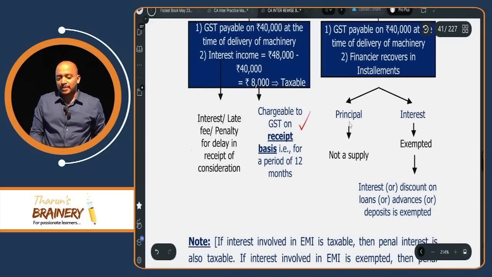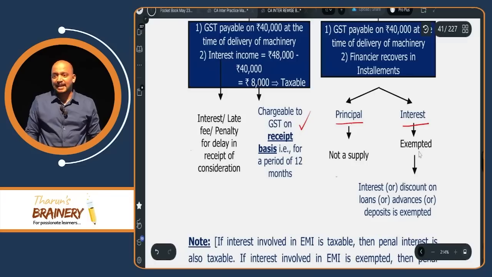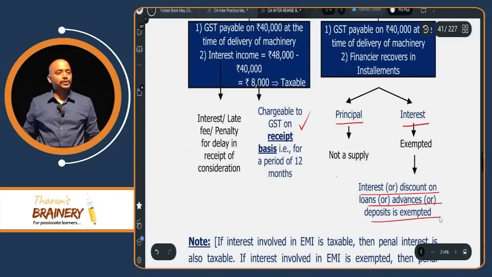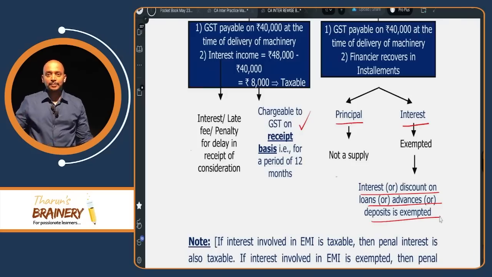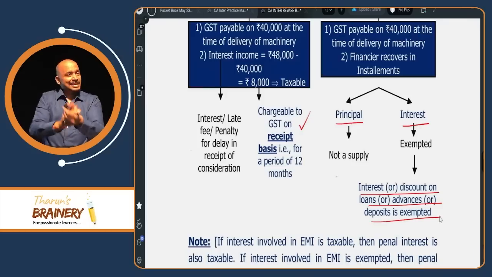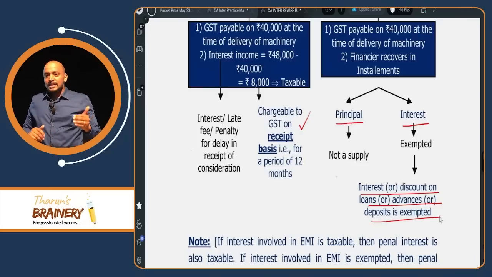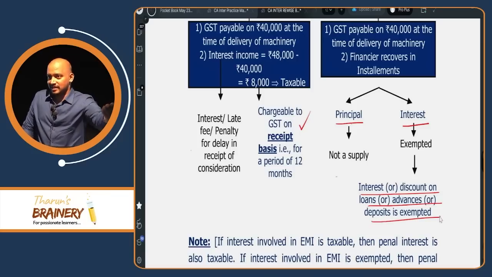In every installment, principal component will be there, interest component will be there. Principal is not a supply and interest is exempted. Why is interest exempted? Because it will come under interest or discount on loans, advances, deposits. In both cases there are installments. Now, on non-payment of an installment, a penal interest will be charged.